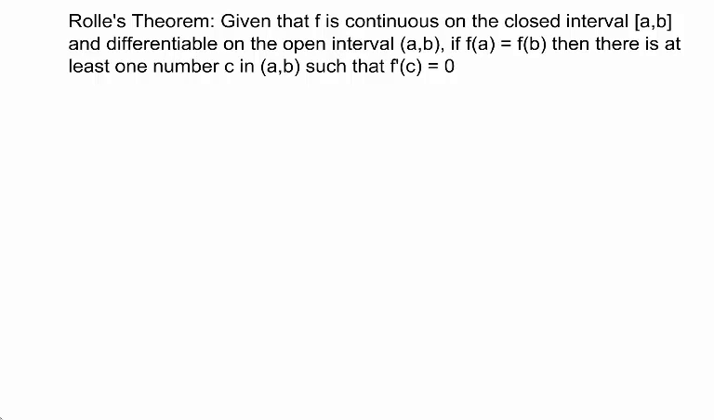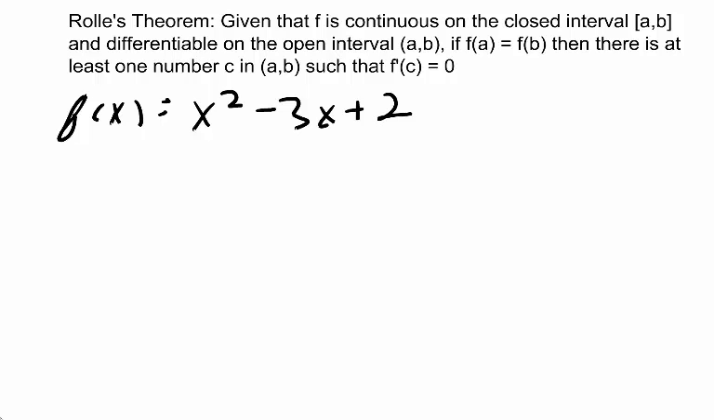Let's take a look at an example of how Rolle's theorem would be applied in a problem. Let's consider f of x equals x squared minus 3x plus 2. We wish to show that f prime of x is equal to 0 at some point between our two x-intercepts. We know that we have two x-intercepts because this is a quadratic equation with two real solutions.